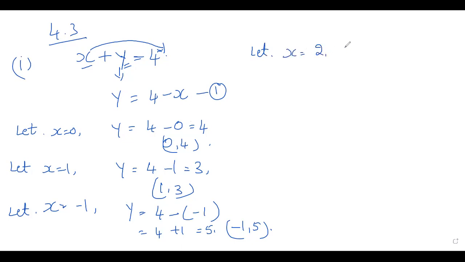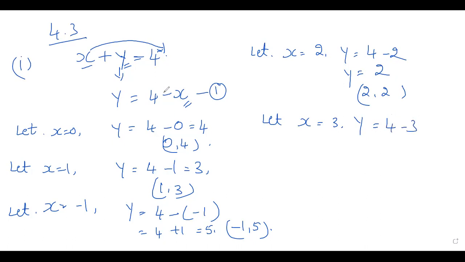Okay, let x is equal to 2, y is equal to 4 minus x, in place of x we substitute 2. So what are x and y here? 2, 2. Let x is equal to 3, y is equal to 4 minus 3. Now we are substituting each value into equation number 1. Okay, writing the same equation. Y is equal to 4 minus 3 is 1. So the coordinates are 3, 1.